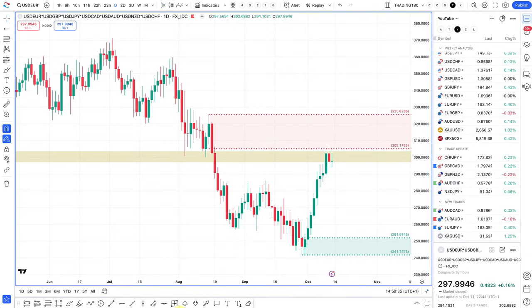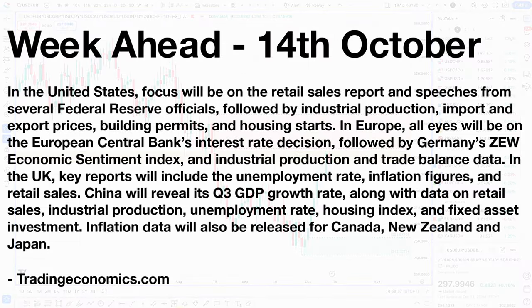So, getting into the week ahead news. In the United States, focus will be on the retail sales report and speeches from several Federal Reserve officials, followed by industrial production, import and export prices, building permits and housing starts. In Europe, all eyes will be on the European Central Bank's interest rate decision, followed by Germany's ZEW economic sentiment index and industrial production and trade balance data.